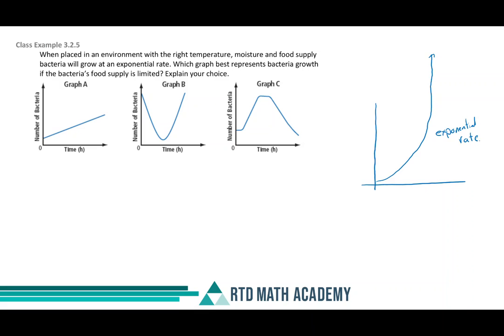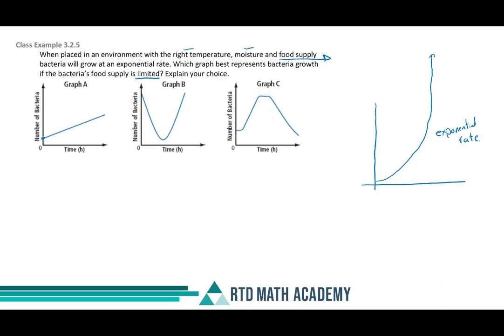Now, which graph here, A, B, or C, is going to represent bacteria growth if the bacteria's food supply is limited? Okay. So let's just talk about the number of bacteria as the starting point. This is a low number of bacteria. It's got to be the right temperature. It doesn't say that that's going to be it. It didn't say anything about moisture, but it did say something about food supply. Now, we're limiting the food supply. We're not going to eliminate the food supply, but we are limiting it.